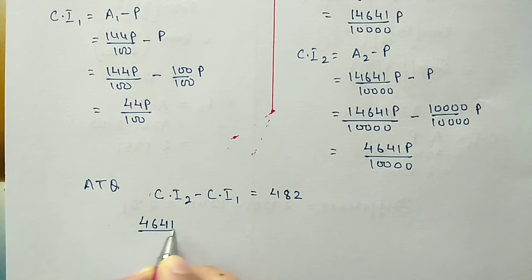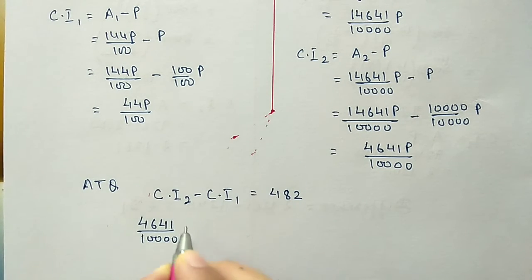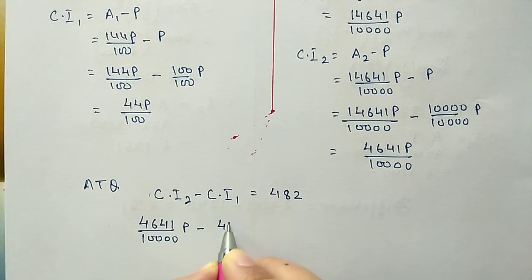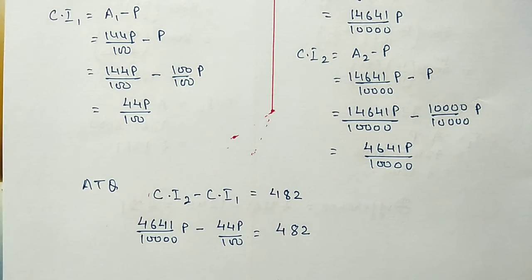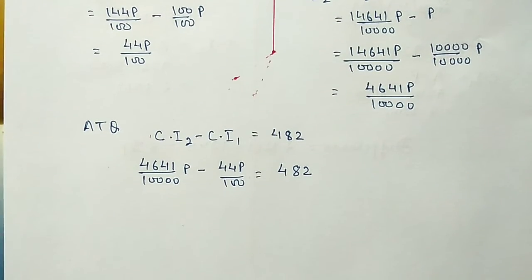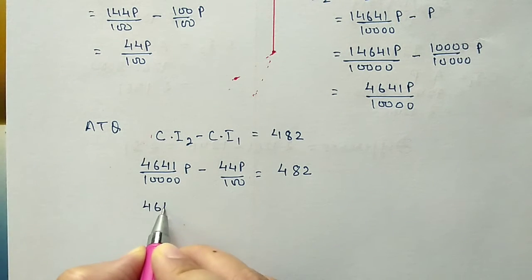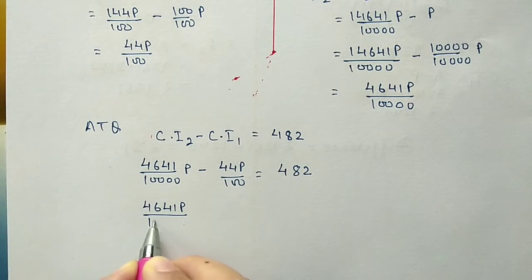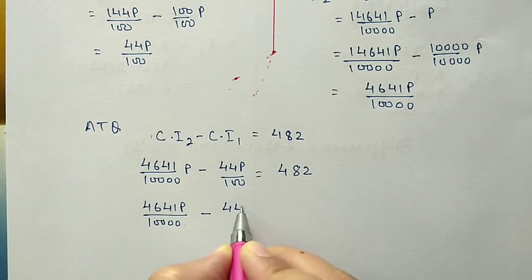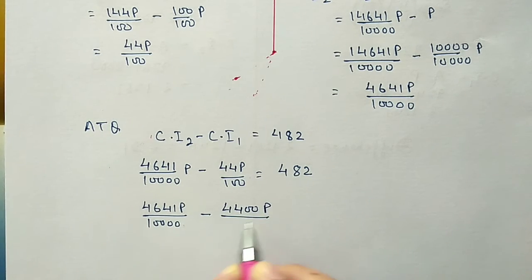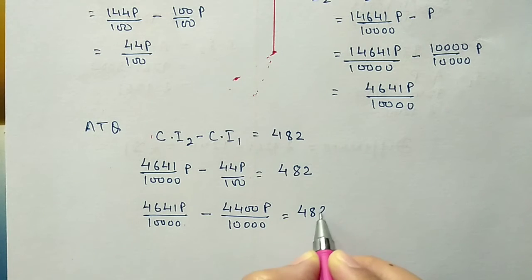4641 divided by 10,000 P minus 44 P by 100 is equal to 482. Now here we have 100 and in that first one we have 10,000. So both the places we will make 10,000. This we will keep as it is. And here to make 10,000 with 100, up and down we will multiply. So denominator also will become 10,000.